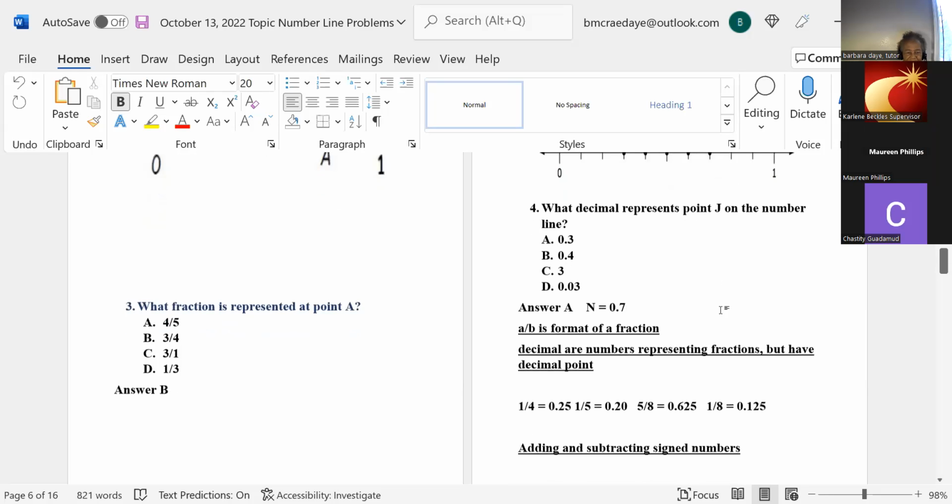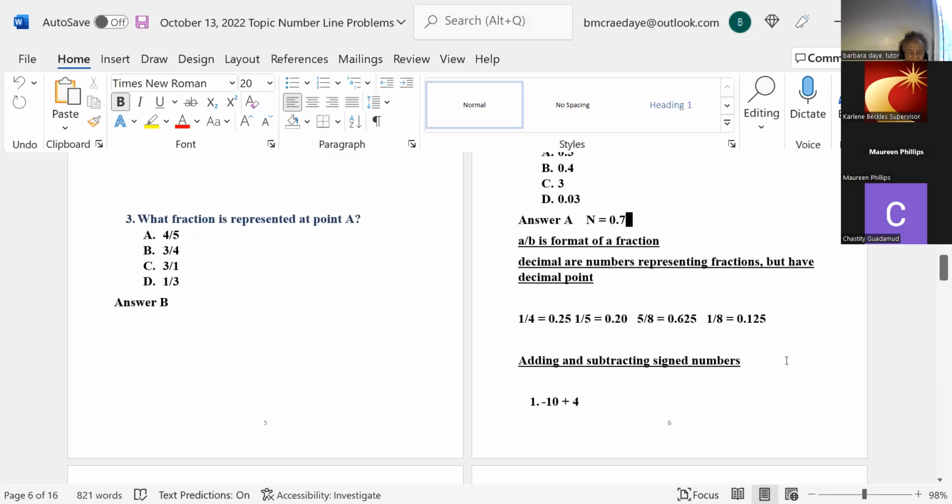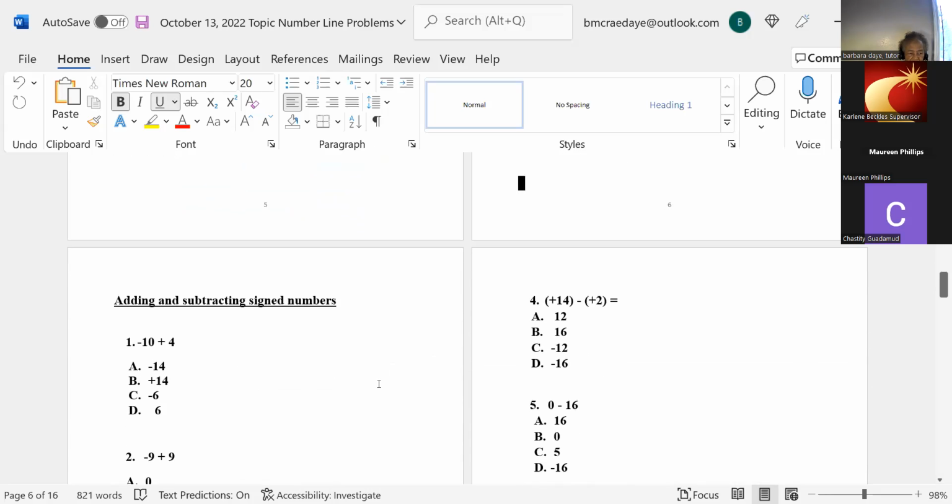All right. Any questions now on finding numbers on the number line, whether they are whole numbers, fractions, or decimals? Any questions? No. Okay, so this takes us into adding and subtracting signed numbers. That's the reason why we go through the number line, to help you understand how you can actually do calculations with signed numbers. Now we want to add a -10 and a +4.